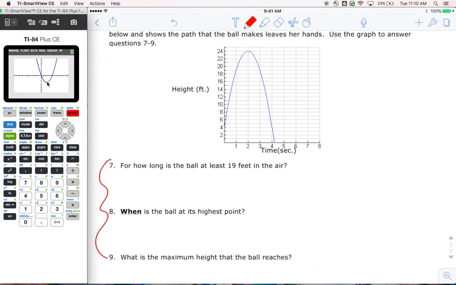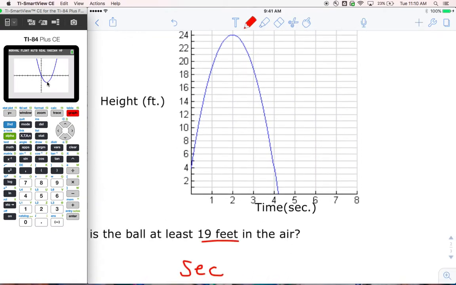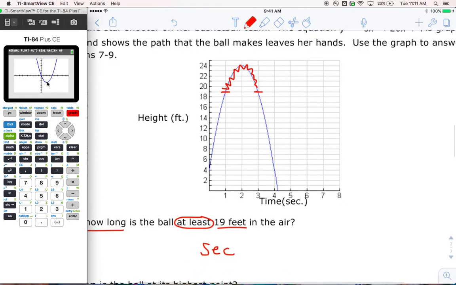Let's look at the first question. For how long, so you know your answer is going to be in seconds, for how long is the ball at least 19 feet in the air? Well, 19 feet in the air happens here and here. But this at least part means we're talking about all the time between them, right? It's at least 19 feet for all that time. So how much time is passing? We're counting by ones, so that's nice for us. A lot of kids make the mistake of saying 1 second, 2 seconds, 3 seconds. No, that's wrong. You start here, so 1 second, 2 seconds.